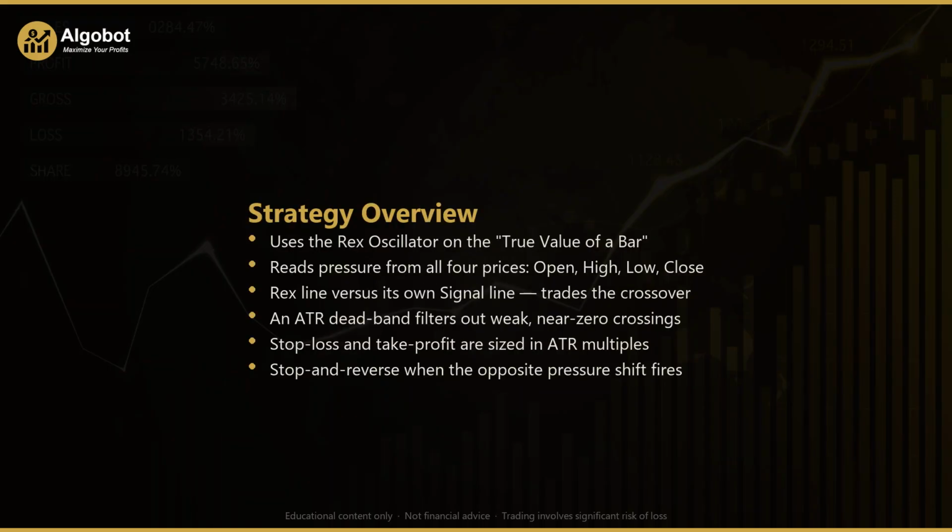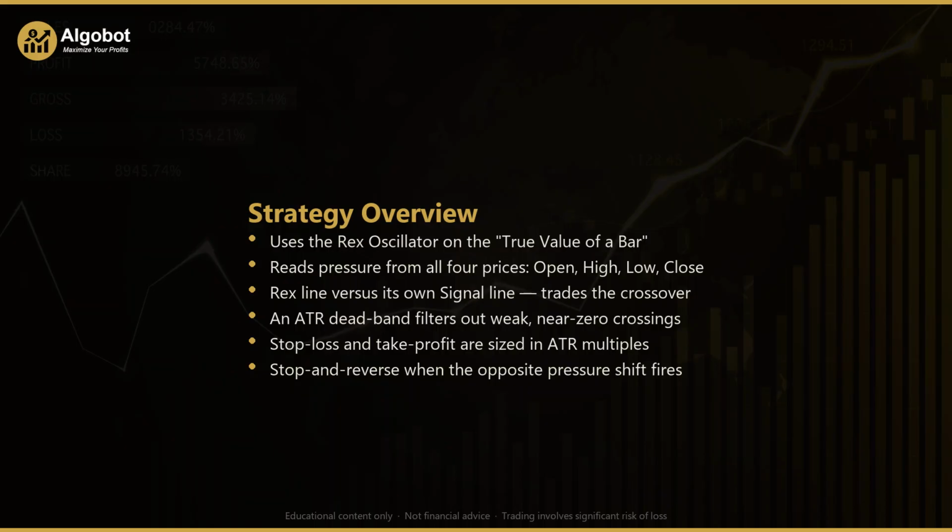Let's start with the big picture. Bar Value Trend Shift is a trend shift strategy that runs on a single time frame, whichever chart you attach it to. It's designed to work on any instrument that produces clean candles, so you'll often see this idea studied on major foreign exchange pairs, but the logic itself is symbol agnostic. At its heart sits an indicator known as the Rex Oscillator, first described by Jack Hudson. What makes it interesting is the raw ingredient it measures, called the true value of a bar. Instead of looking only at where a candle opened and closed, it uses all four prices: the open, the high, the low, and the close.